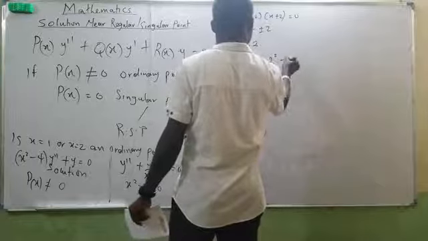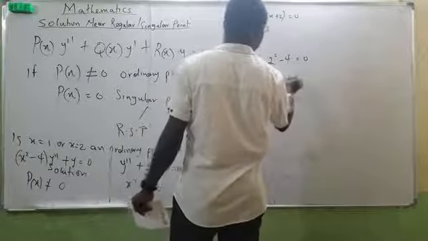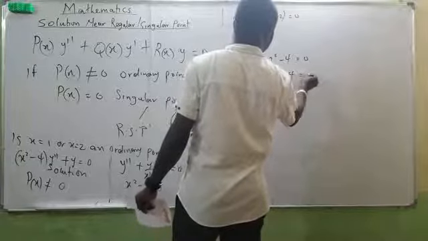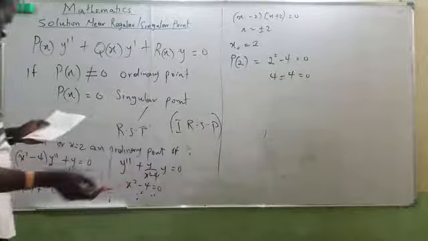2 squared minus 4 equals 0. This is going to be what? 4 minus 4 equals 0. Now, p of 2 equals 0. P might equal that.